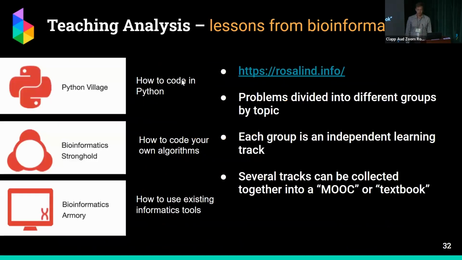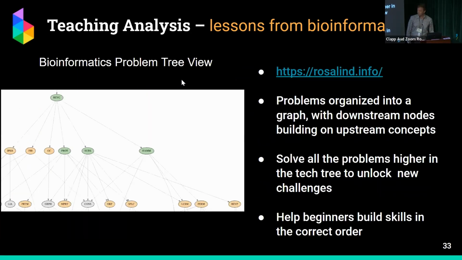So what does that look like? If you pop up that link right there, you'll start to see these little badges. And each of those is basically a book. One of them teaches you how to code in Python. One of them teaches you how to code your own algorithms. One of them teaches you how to use existing tools. And they have little tiny tutorials for each of those tools that are each broken into 5-minute chunks. And you can collect all these tracks together and make online courses out of them, which several people have done. If you actually pop open one of those things, what you'll see is they call it a tree view. It's actually a graph.